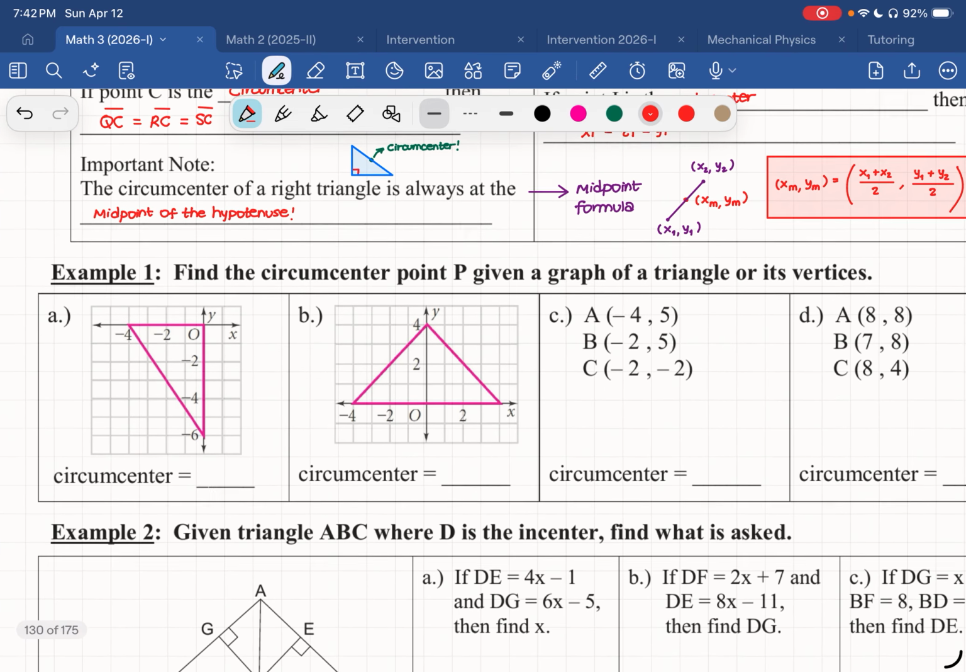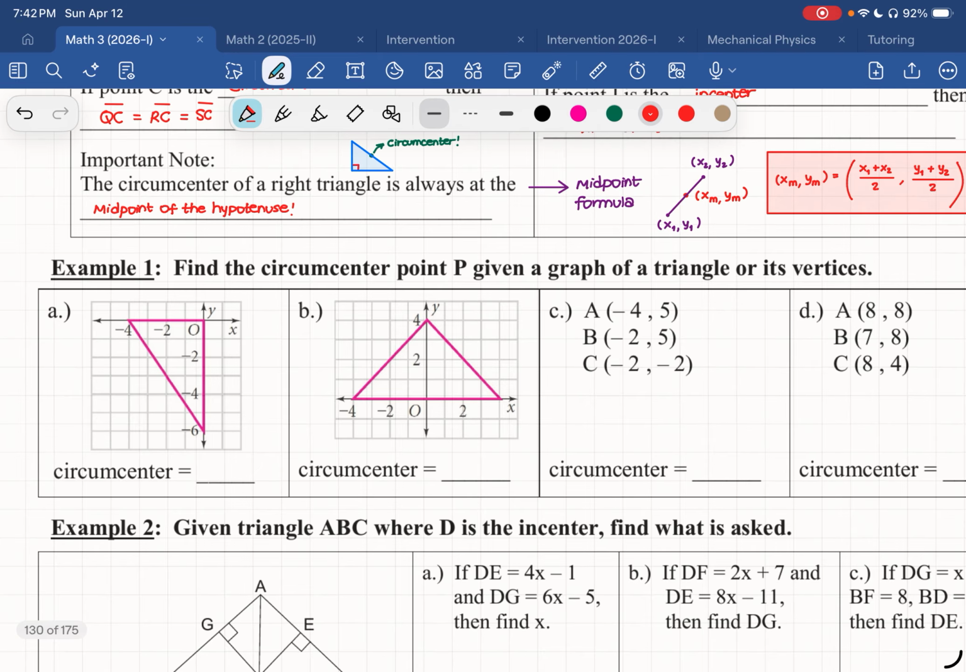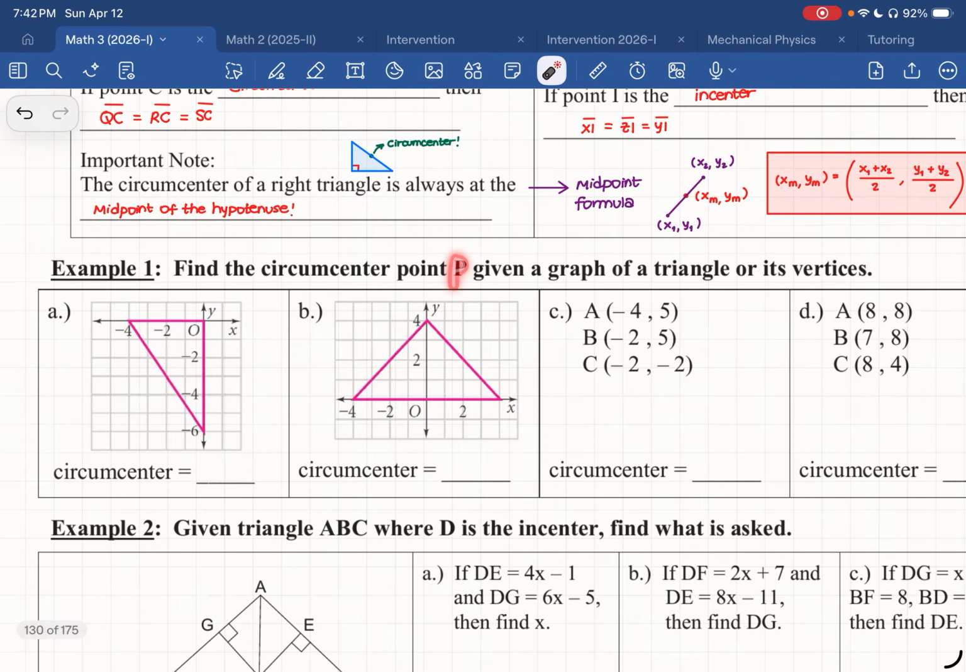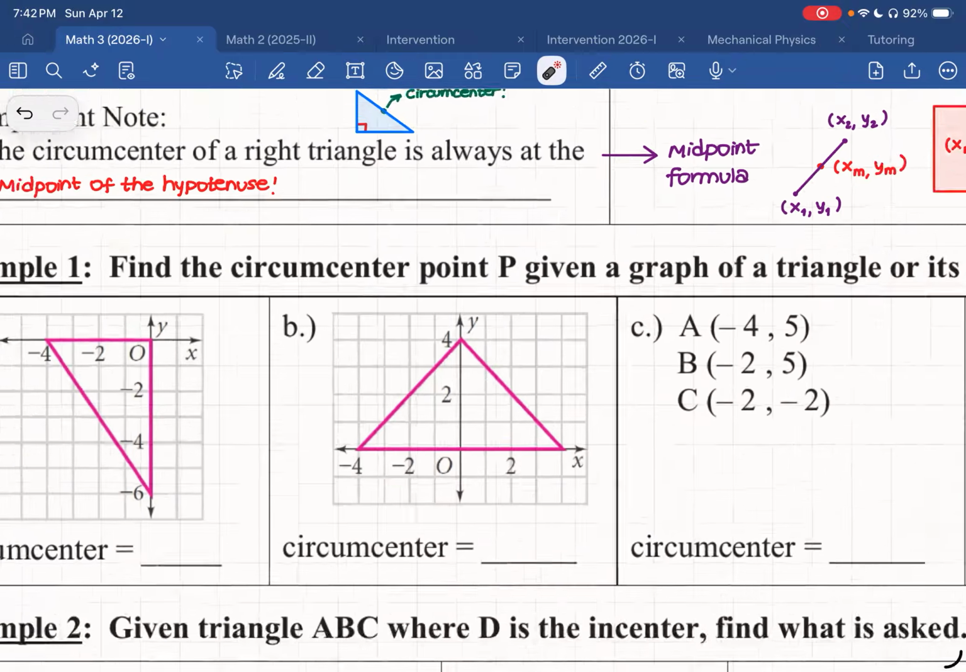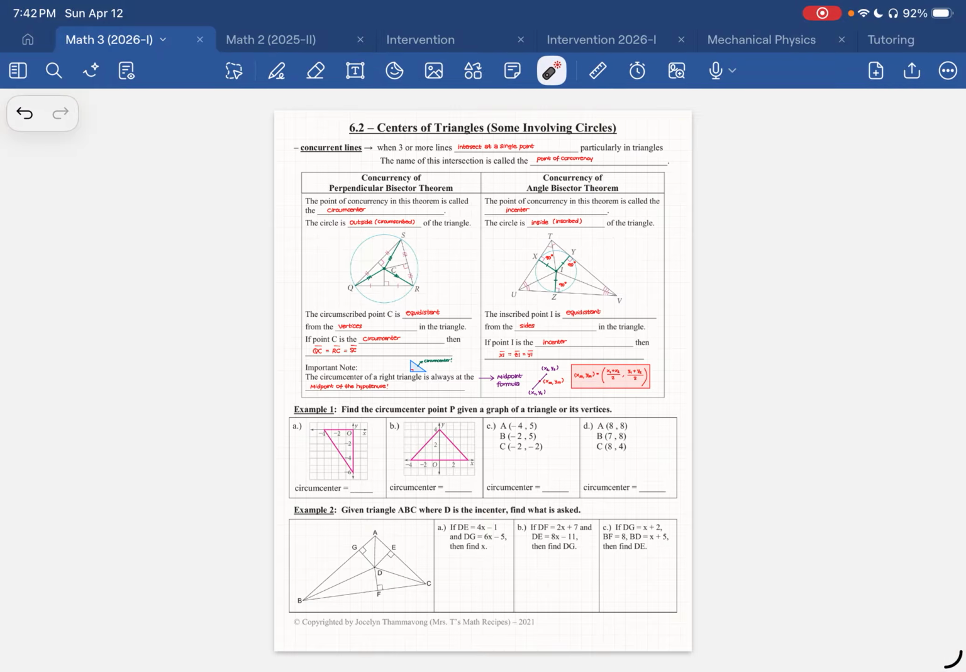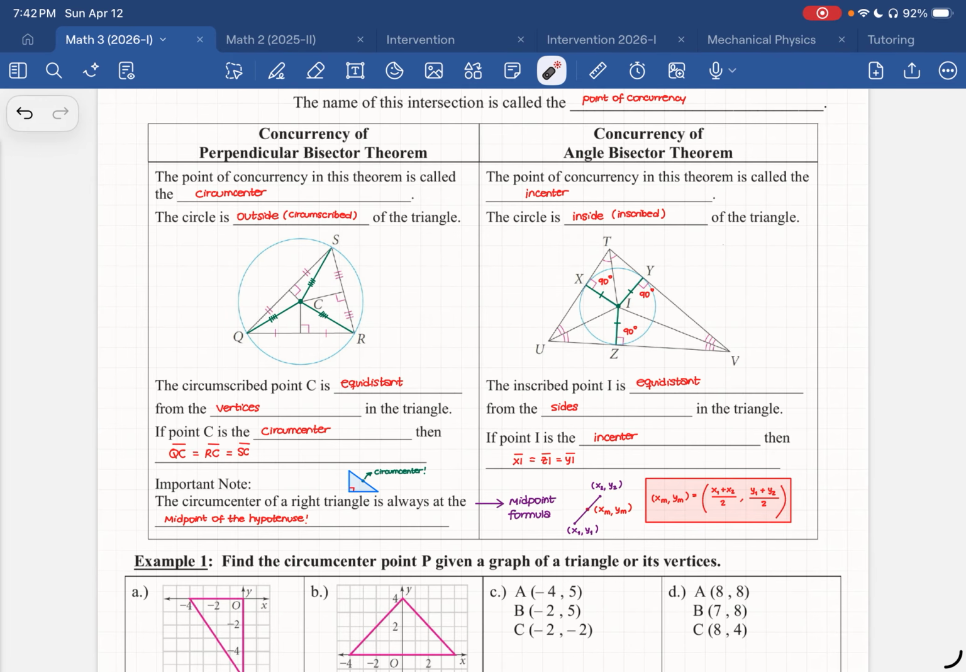So example number 1, find the circumcenter point P given a graph of a triangle or its vertices. So in the first one, we have this triangle over here, right? As they're talking about circumcenter, what theorem are we going to use? The one that says circumcenter or the one that says incenter? Of course it's this one because we're talking about circumcenter. We're not talking about incenter, so we're not going to use this one. We're going to use this one.